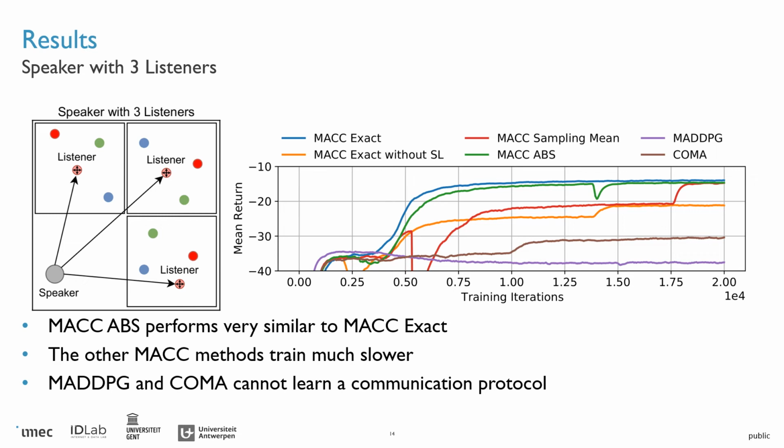different listeners. In this environment, we can see that MAC agent-based sampling is able to perform very similar to the MAC exact method, while MAC sampling mean and MAC exact without social loss have much more trouble reaching the same level of performance. We can also see that MADDPG and COMA are not able to learn a valid communication protocol in this specific scenario.